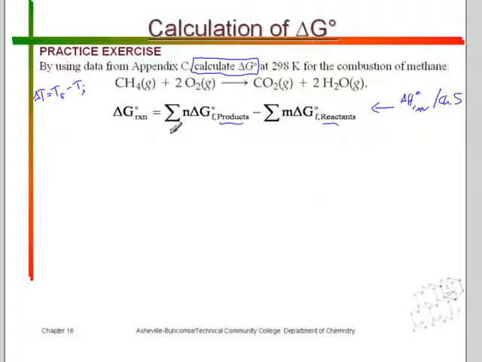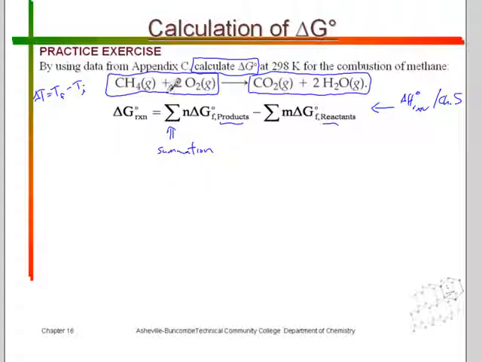The sigma here means summation. So what you're doing is you're adding up the Gibbs free contribution of the product side, and then you're subtracting the summation of the Gibbs free energy from the reactant side. There's a couple aspects that we have to worry about here.